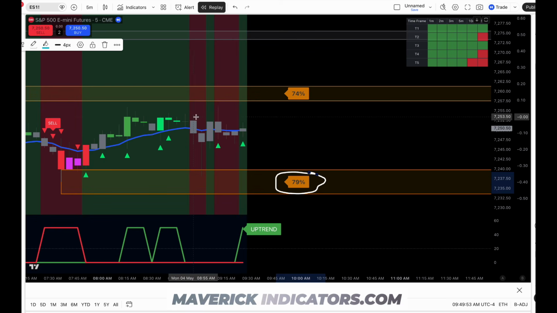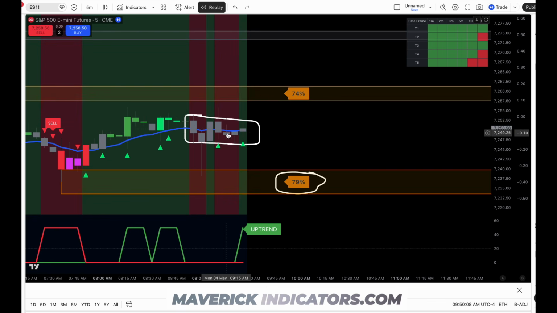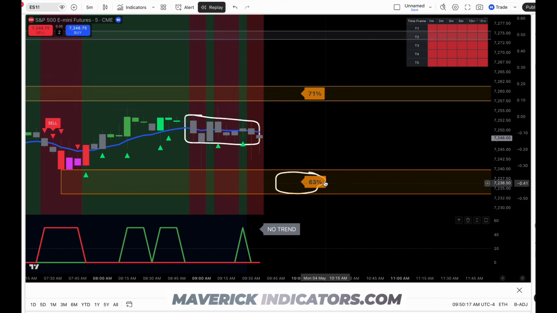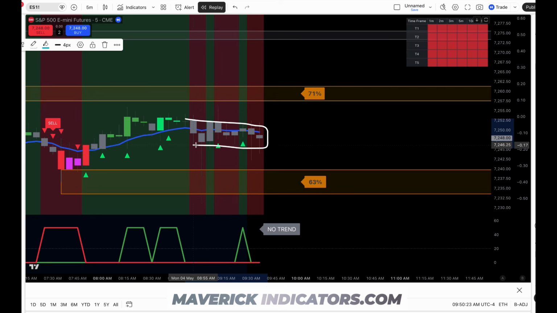A lot of people ask, and I say this every video, how do I stay out of chop? Do not get into gray candles. If you have the Maverick AI Pro, do not get into gray candles unless you're very advanced. Gray candles are just indecision candles most of the time. So here we go. Market opens, look at this, another gray candle, sideways action. Another gray candle, sideways action. How do I stay out of chop? Don't get into gray candles.